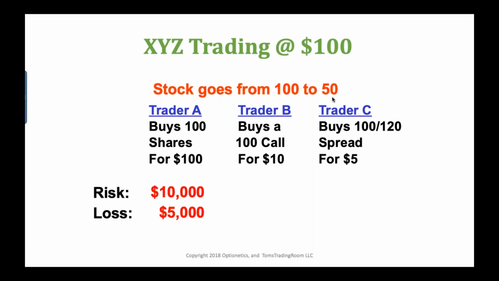So you got it now. Trader B, though, only loses $1,000 on the call. Trader C only loses $500 on the spread. But I look at this as a silver lining. I would rather lose $500 than $1,000 or $5,000 on a position. I mean, it makes sense, doesn't it? I would think it does.